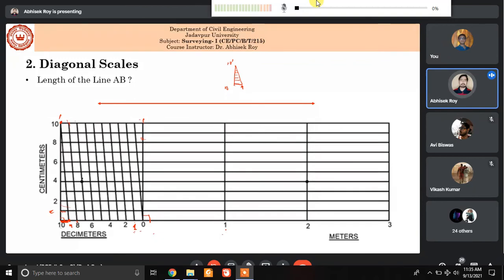Are you getting my point? Is it clear to everyone? Yes, sir. Please see, this length will be 9 by 10th of this length, right? This length will be 8 by 10th of this length. This length will be 7 by 10th of this length. Like this you are doing. So that's why it is very easy to measure up to 3 dimensions in a diagonal scale.